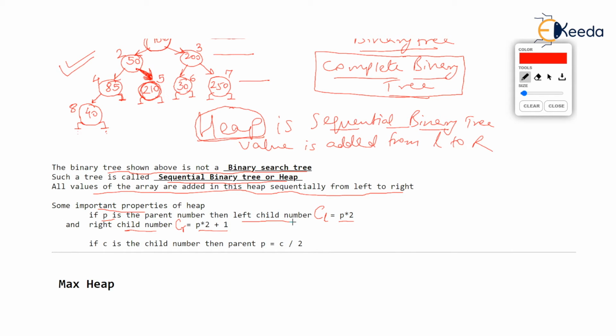And what if we are given C as the child number? Can you find out the parent of that child? Yes, the parent is always C upon 2. I hope you are understanding what I am telling.